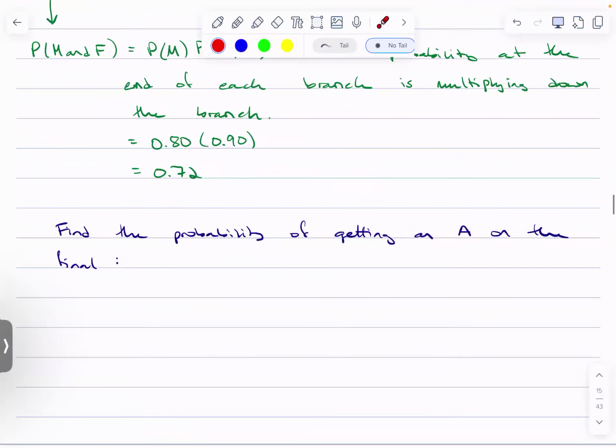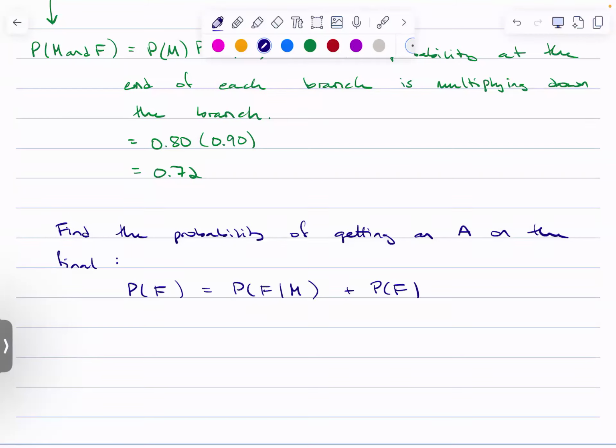This is the same. The probability of an A on the final is the probability of an A on the final given an A on the midterm plus the probability of an A on the final given not an A on the midterm.